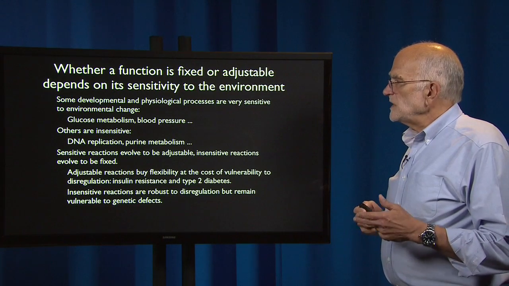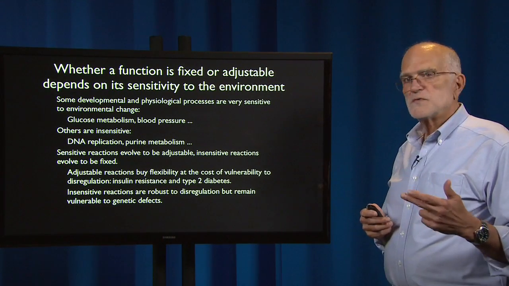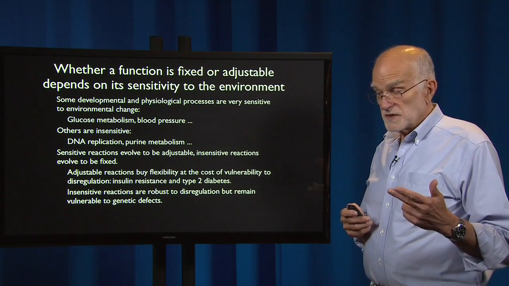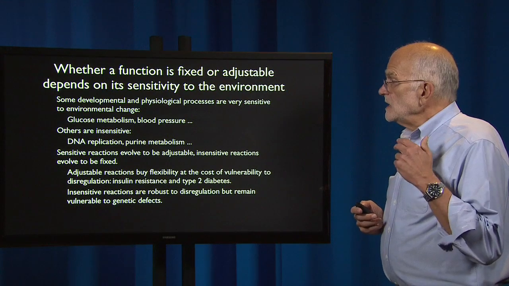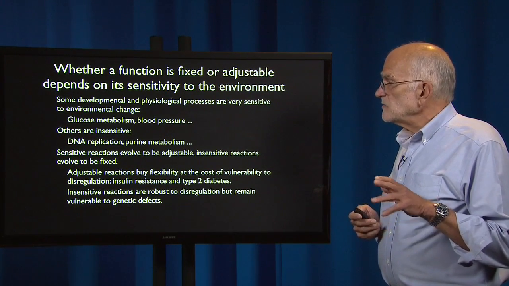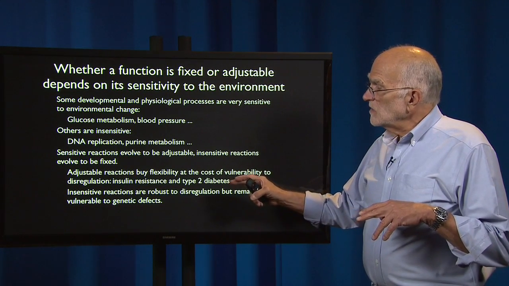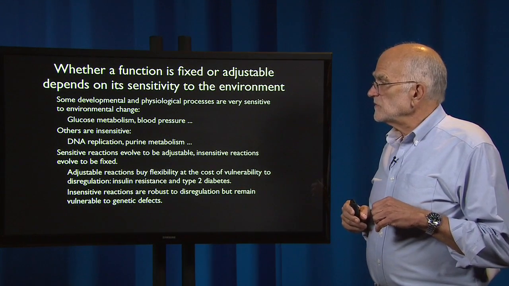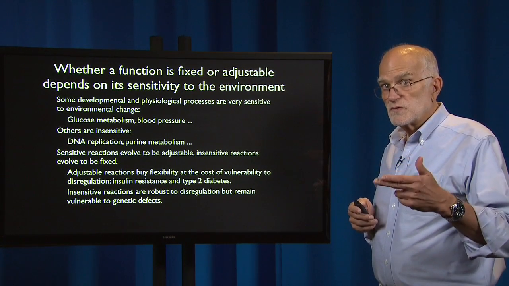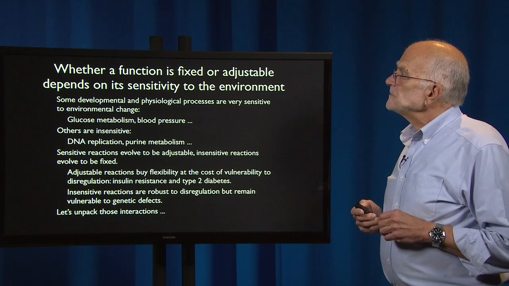So adjustable reactions are buying flexibility at the cost of vulnerability to dysregulation, insulin resistance and type 2 diabetes, for example. Insensitive reactions are robust to dysregulation, but they remain vulnerable to genetic defects. So they are more likely to undergo catastrophic failure, whereas adjustable reactions are likely to undergo a sort of progressive failure. Let's unpack them.